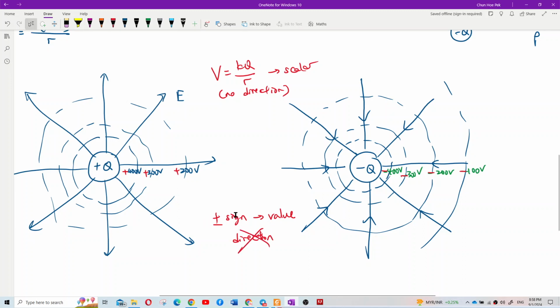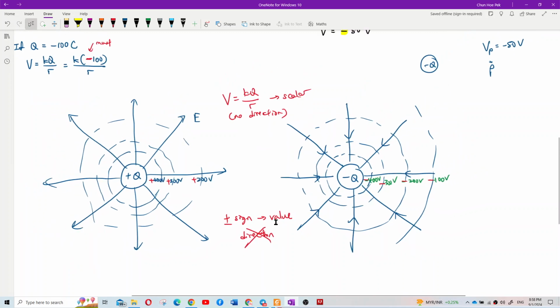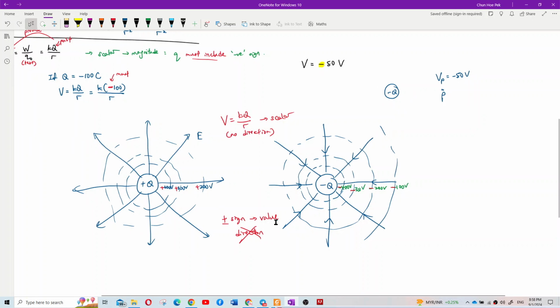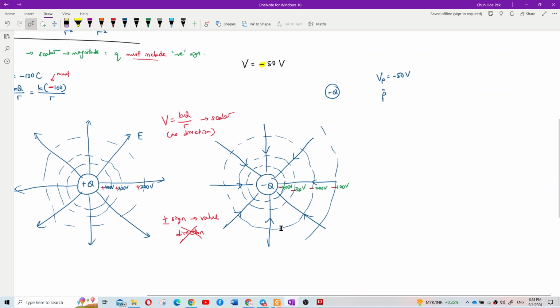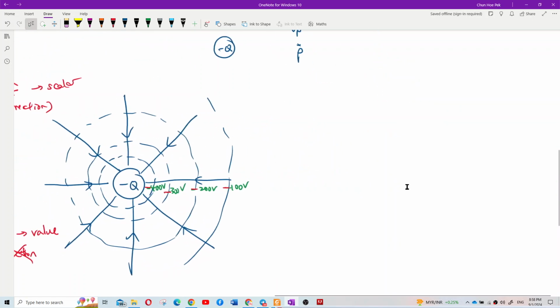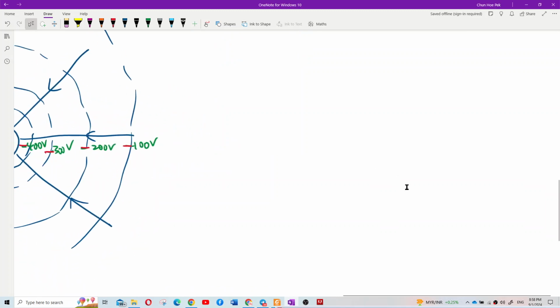Okay, you say the positive negative sign is about value. How to understand this, class? How to understand this thing? Okay, very simple. You learn mathematics. Any one of you don't learn mathematics here? Anyone? No. All of you learn mathematics. You know the number scale, right?